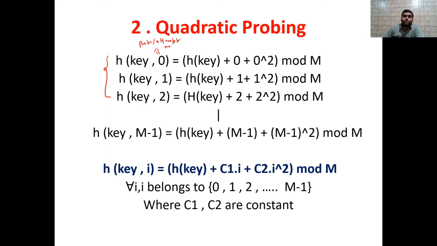For example, first attempt: h of key plus 1 plus 1 power 2, mod m. In general, if it is the m minus 1th attempt, h of key comma m minus 1 equals h of key plus m minus 1 plus m minus 1 whole square, and mod of m. Generalizing the concept, the formula for quadratic probing is h of key comma i equals h1 of key plus c1 dot i plus c2 dot i square. Here i is the probe number.